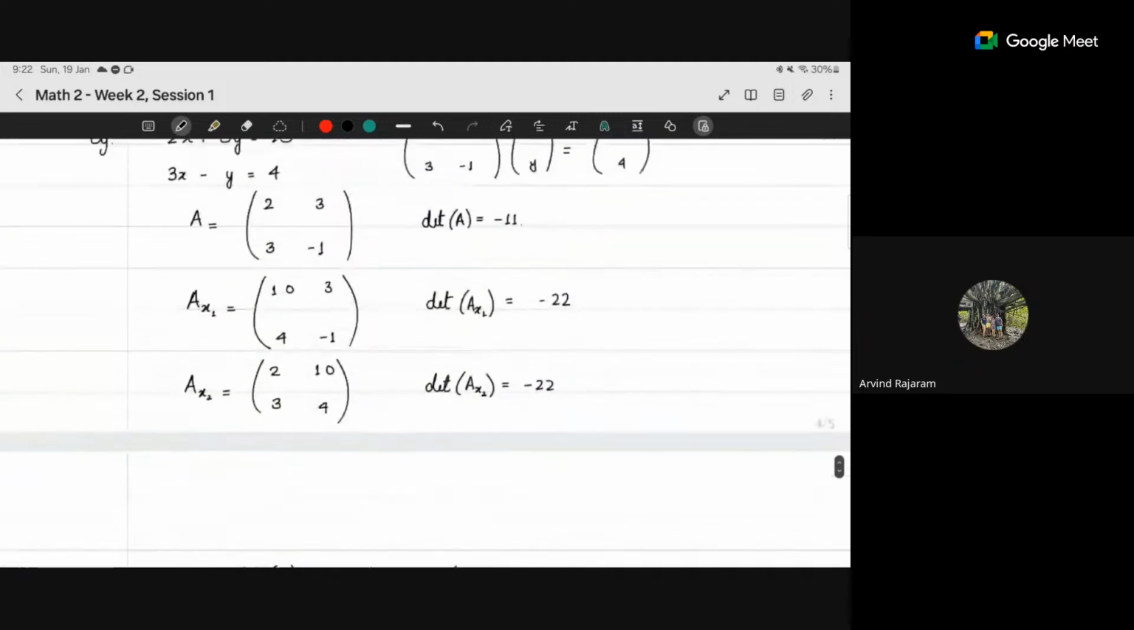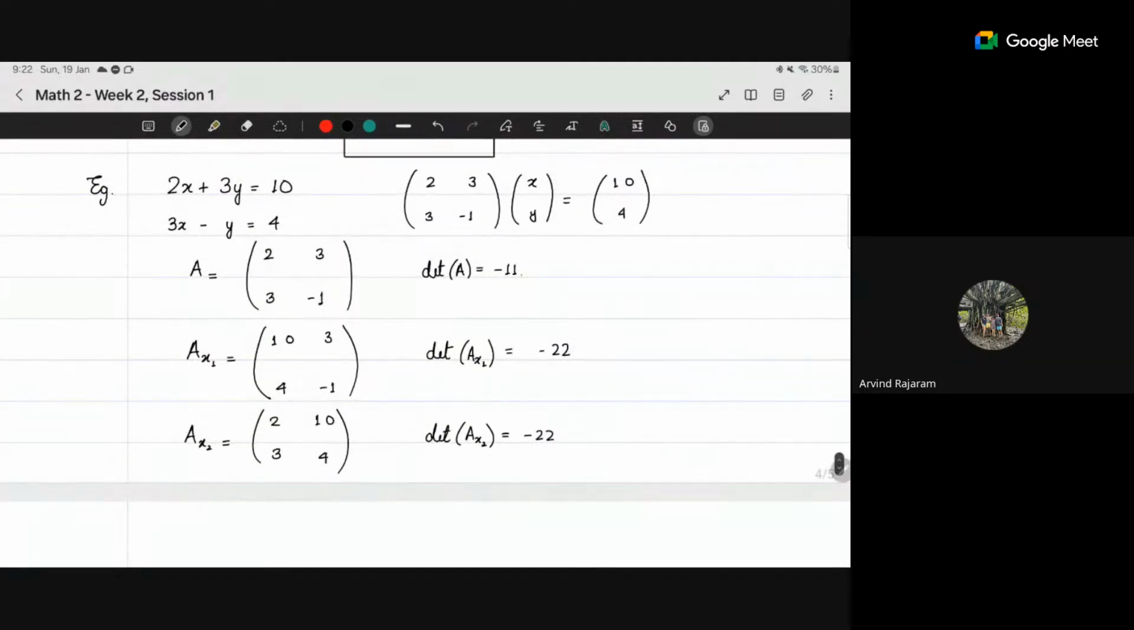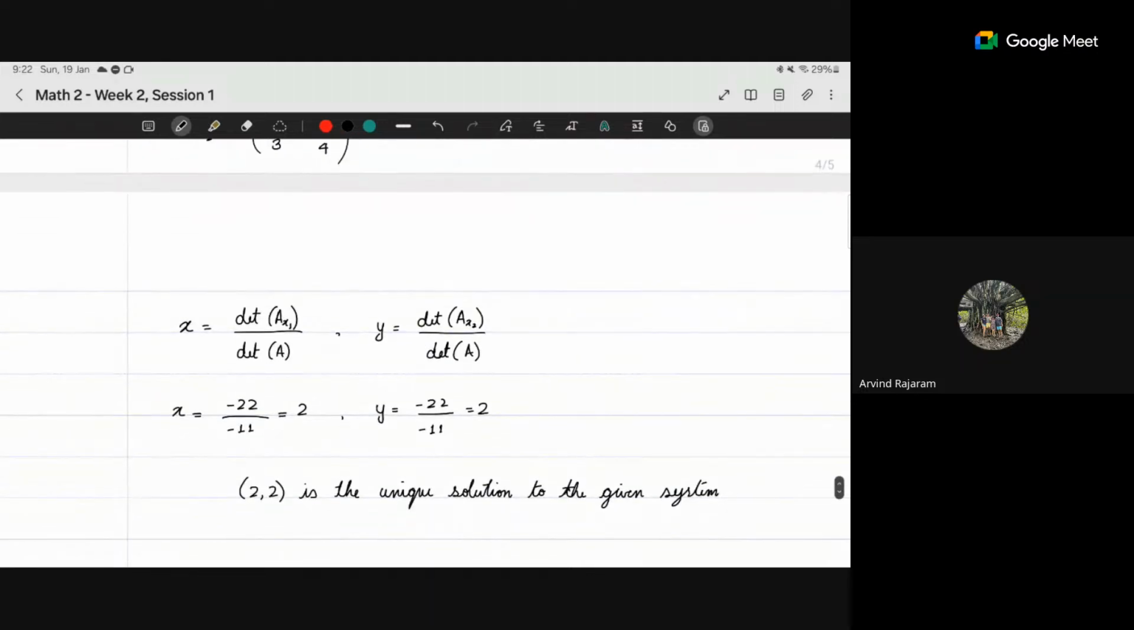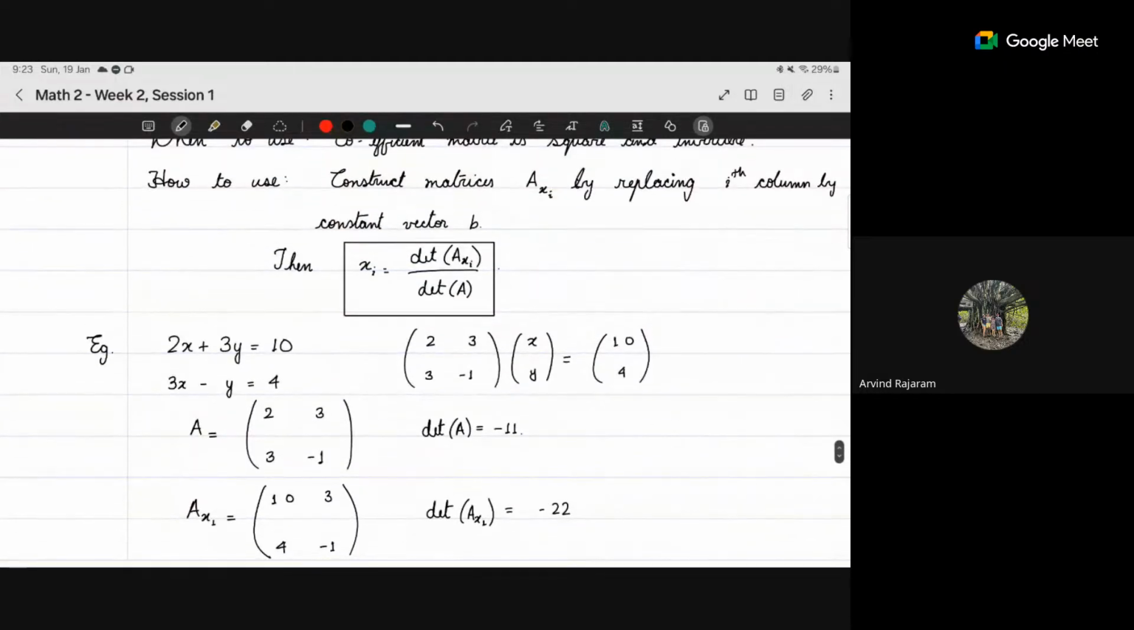In 3 by 3, what are you going to do? You are going to get Ax1, Ax2, and Ax3, which are obtained by replacing column 1, column 2, column 3 by the constant vector b, and you'll get x, y, z, which are given by the determinant of Ax1 divided by the determinant of A, the determinant of Ax2 divided by the determinant of A, and the determinant of Ax3 divided by the determinant of A. So that's all about Cramer's rule.